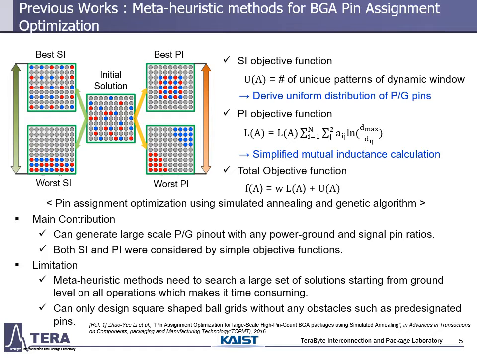But unfortunately, these researches can only assign pins with rectangular arrangements. That is, they cannot consider board constraints such as keep-out regions or dummy balls existing in real applications. Also, meta-heuristic methods need to start from scratch on all operations, which makes them very time-consuming.